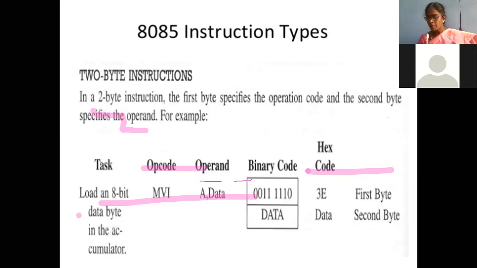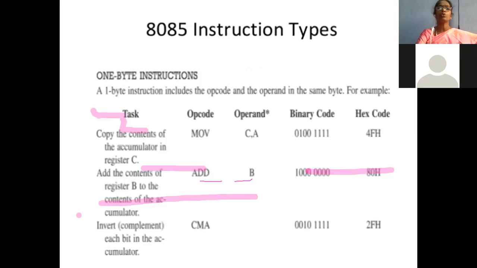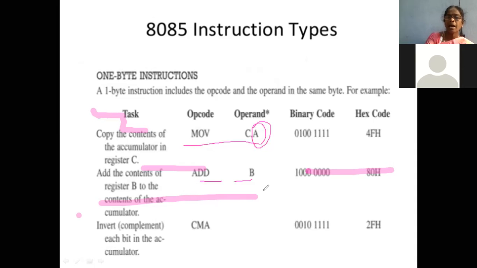You might have studied the MIPS processor. Okay, 1 byte, 2 byte instructions. This 1 byte instruction includes the opcode and operand. For example, MOV C, A: C is a register and A is the accumulator. And ADD B: the accumulator content will be added with the B register and the result is stored in the accumulator.